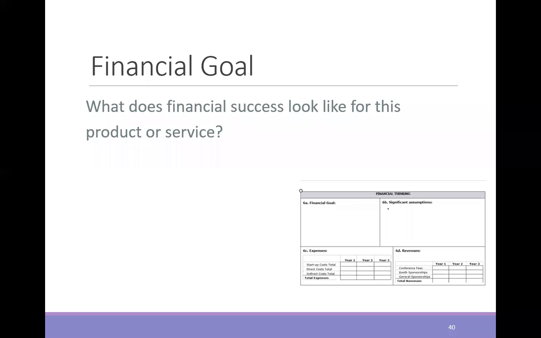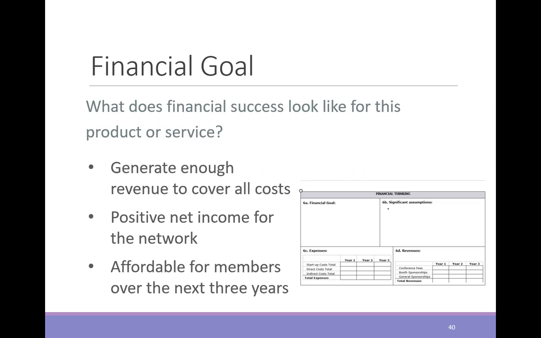Your financial goal describes what financial success looks like for the product and service you've selected for this canvas. Here are some examples of financial goals. Generating enough revenue to cover all your costs. Positive net income for the network. Affordable for members over the next 3 years. If possible, set financial goals with specific dollar amounts.